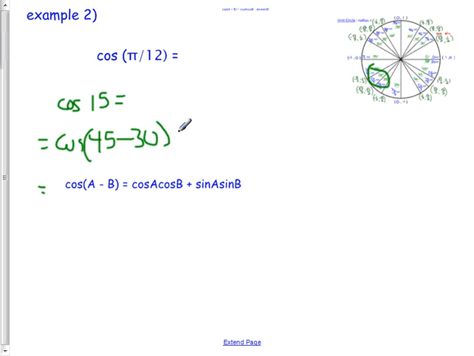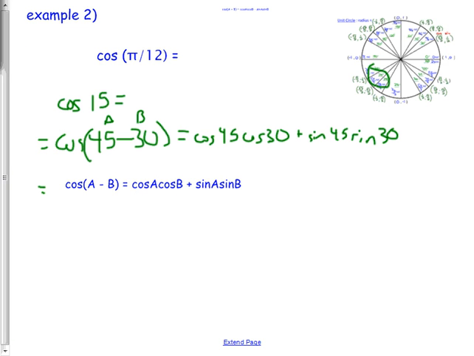So the cosine of 45 minus 30, so this is my A, that's my B. So I'm going to have the cosine of 45, cosine of 30, plus sine of 45, sine of 30.